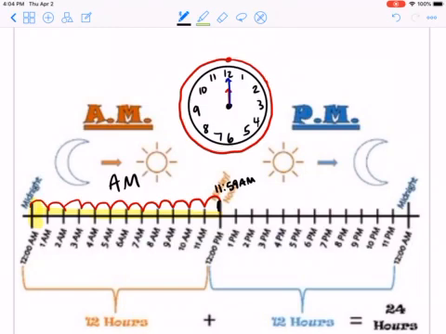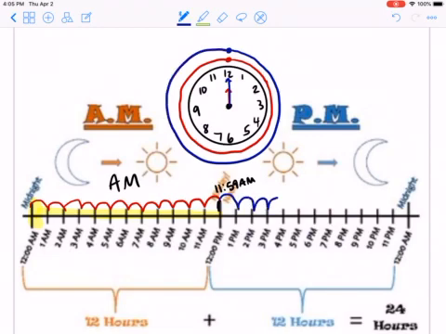Now, if I'm thinking about my clock again, I'm going to go to blue this time. So when the hour hand and the minute hand go around the clock again for the second time of the day, that's these hours, up until 11:59 p.m. and then a new day starts.